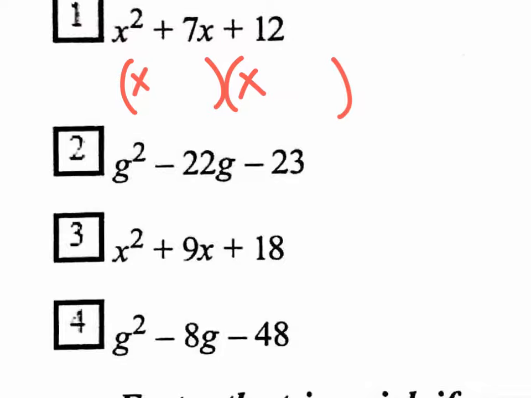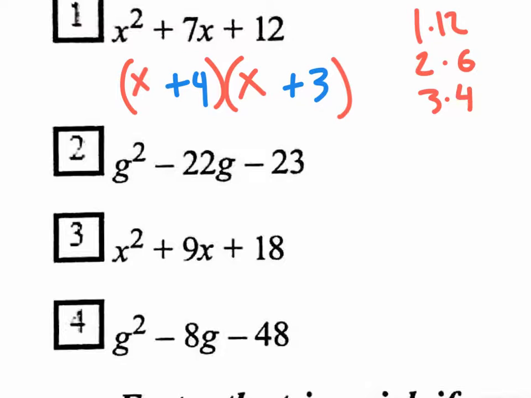You might want to make a list. So there's a list of all the possibilities. Which pair of numbers gives you 7? 3 and 4, or 4 and 3, whatever you want. So you put x plus 4 and x plus 3, or 3 and 4, doesn't matter. And that's how you do the first 4.